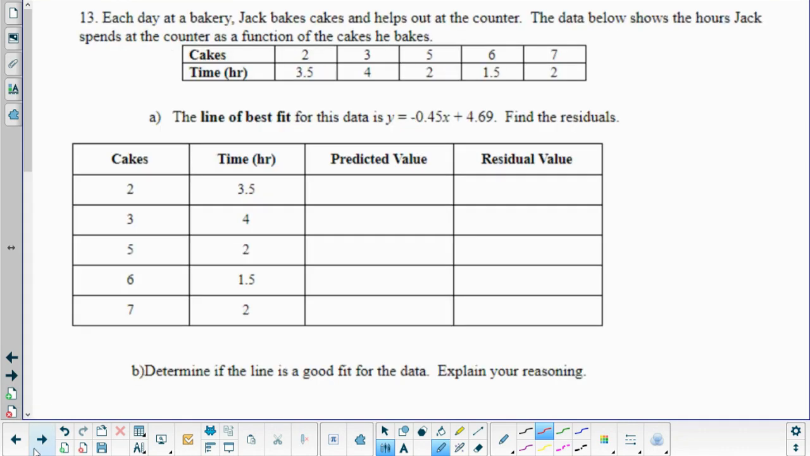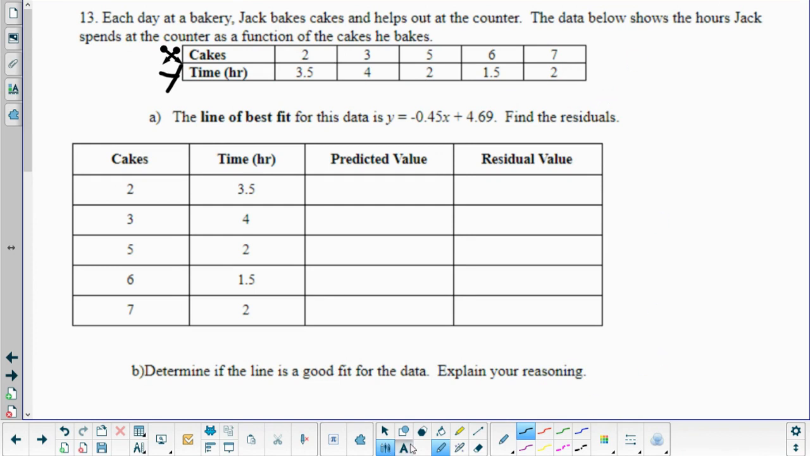In this one, each day at a bakery, Jack bakes cakes and helps at the counter. The data below shows the hours Jack spends at the counter as a function of cakes he bakes. So we have our X value and we have our Y. They tell us the line of best fit. So they say this is our equation for the line of best fit. We have to find the residuals.